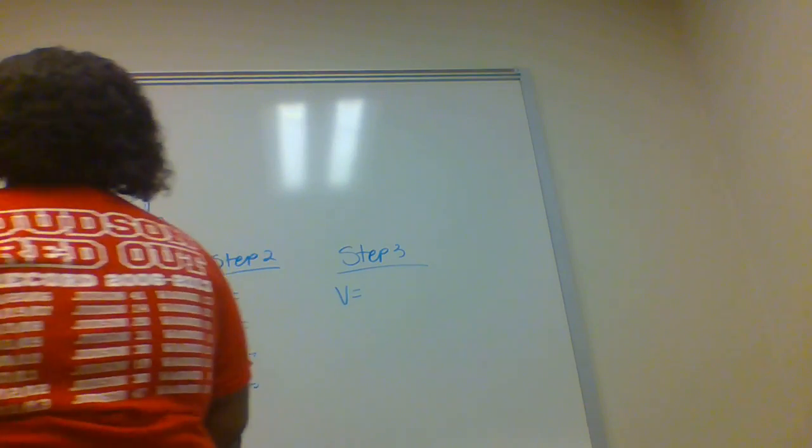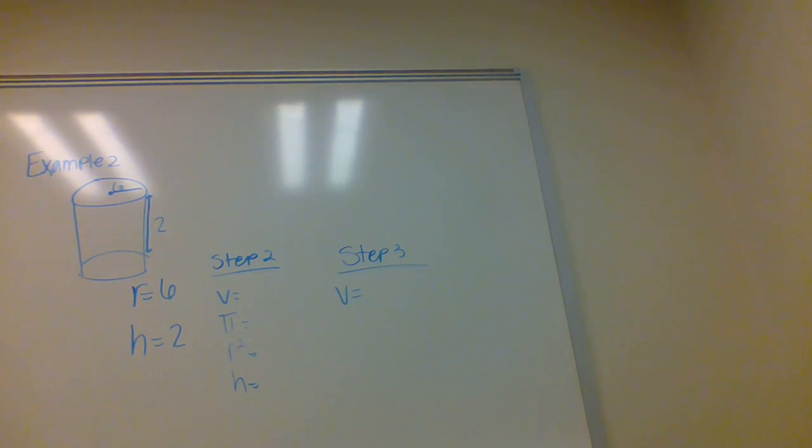Okay, so now we're going to go over example 2, in which you will now draw the picture for example 2 in your journals. And you can see for example 2, I have given you the radius, which is equal to 6. And then I have given you the height, which is equal to 2 centimeters.